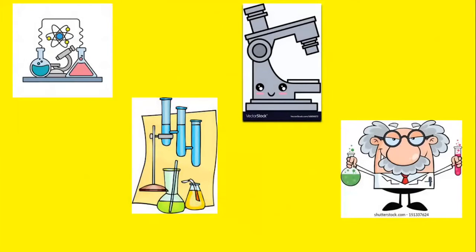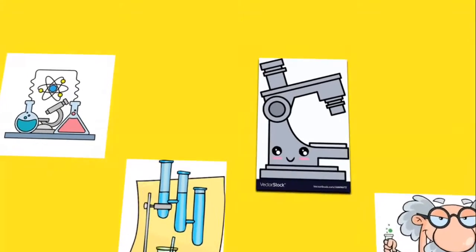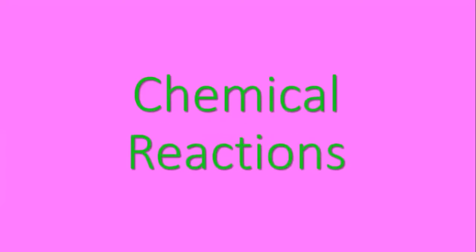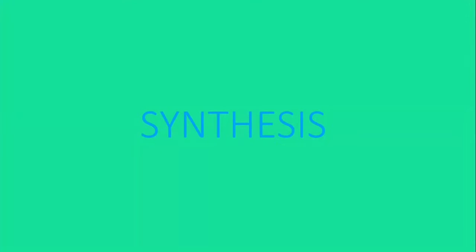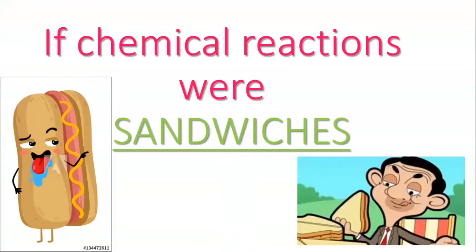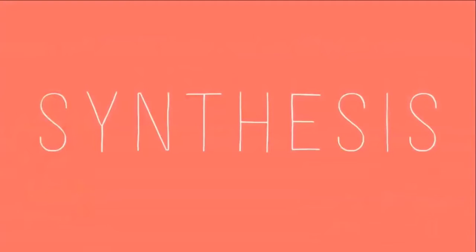Hello everyone! In this class, we are going to learn about the 5 different types of chemical reactions. First, we have synthesis, decomposition, combustion, single replacement, and double replacement. We usually use chemical equations to represent these types better, but today I'm going to represent to you if chemical reactions were sandwiches. First up on the menu is synthesis.